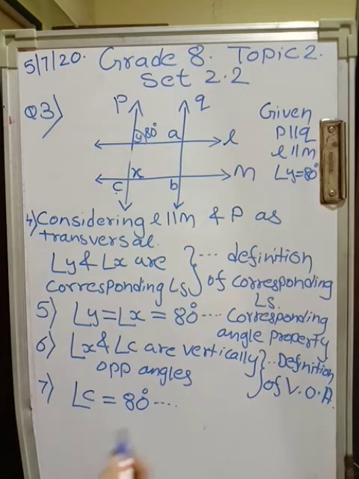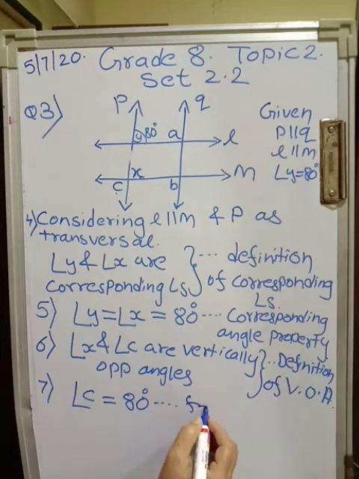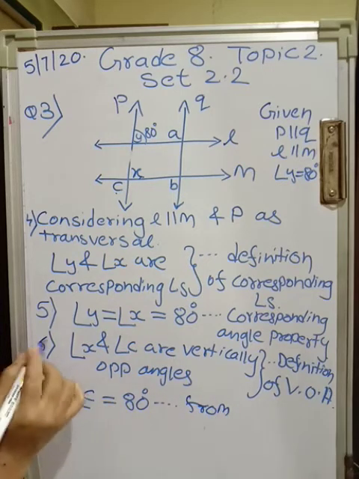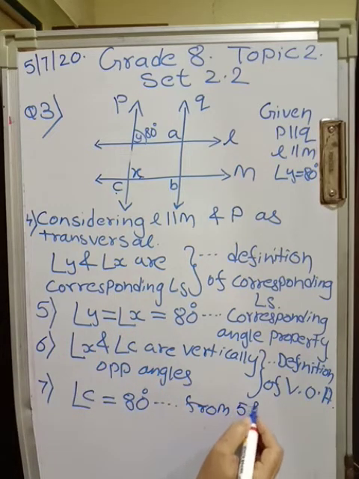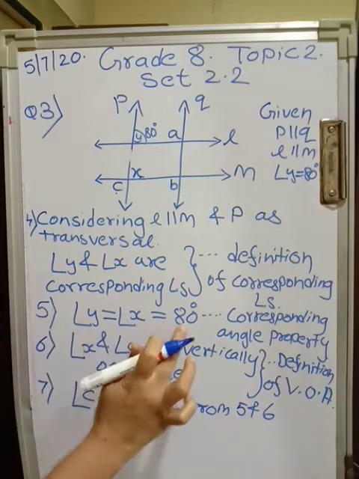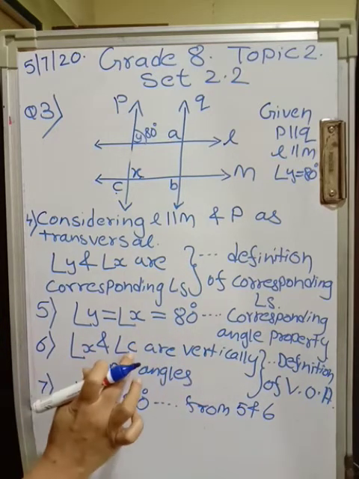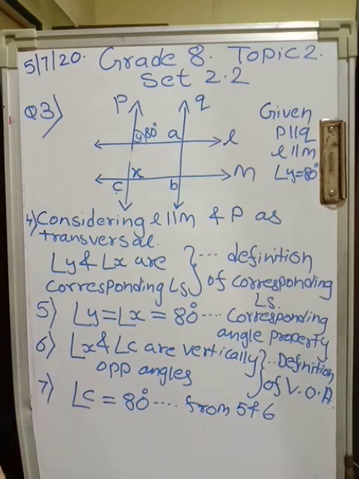What is the reason? From 6, showing that angle X is 80. From 5 and 6 we can write, from 5 and 6. 5 shows that measure of X is 80 and 6 shows that X and C are equal, and therefore C is equal to 80 degrees. So from 5 and 6, the property is what? Vertically opposite angles are equal. So you got angle C also.